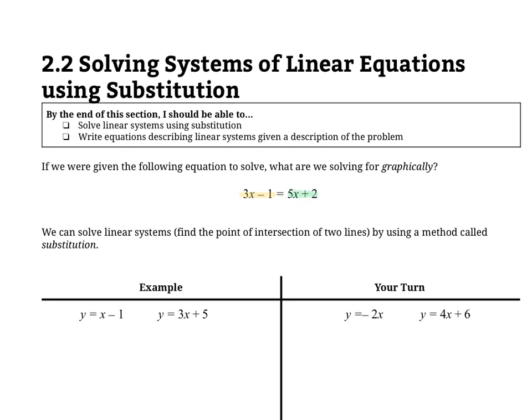However, we're not always going to be given the option to graph the two equations in our linear system. So instead, we can try to solve for the point of intersection using algebra. There are two different methods that we can use to solve a linear system of equations. And the first method that we're going to focus on in this video is a method called substitution.